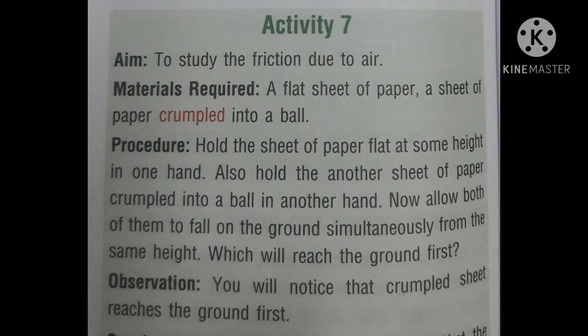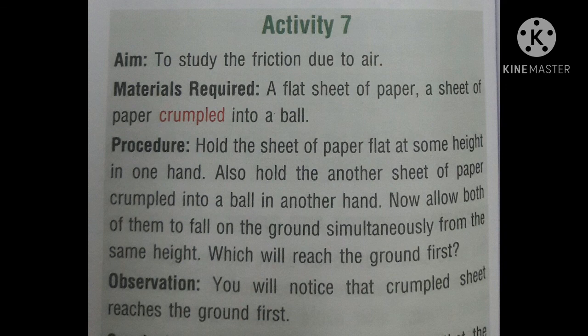Now method or procedure: hold the sheet of paper flat at some height in one hand. Also hold the other sheet of paper crumpled into a ball in the other hand. Now allow both of them to fall on the ground simultaneously from the same height. Now children, we have to check which of these two will reach the ground first.